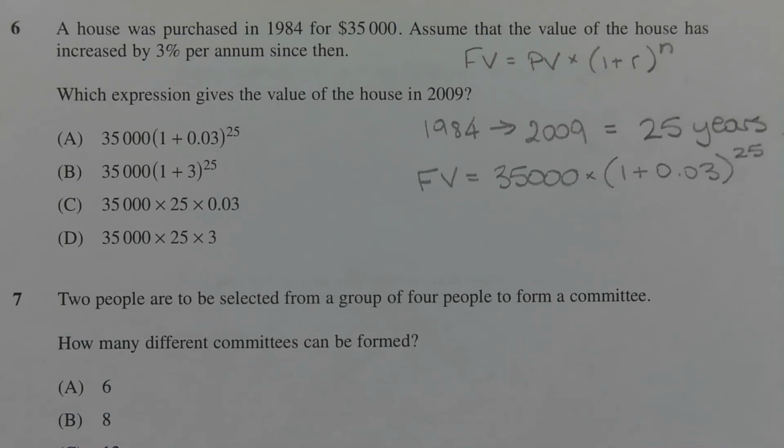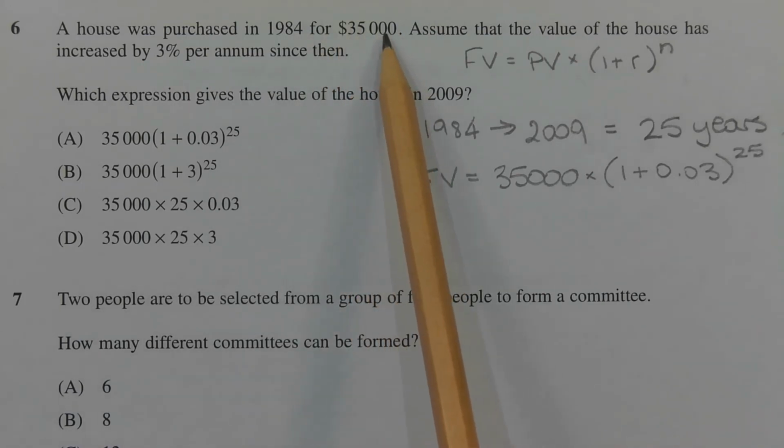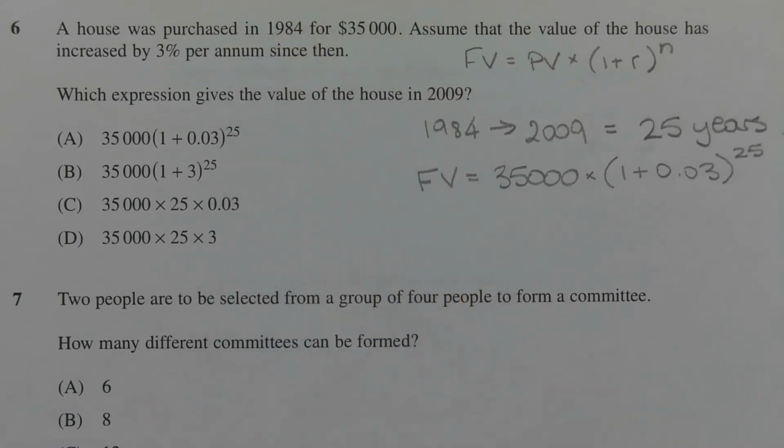So think of it as repeated percentage increase of 3% on $35,000 from 1984 to 2009. And that's the reason why we need to use the future value formula. Now the future value formula is FV, future value, is equal to PV, the present value, times (1 plus R) in brackets to the power of n.